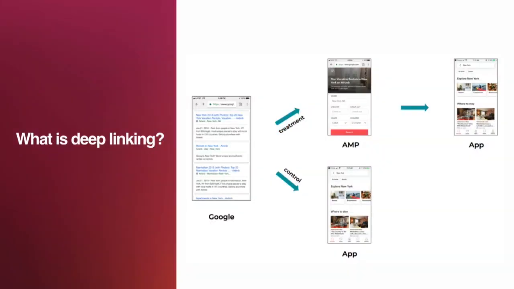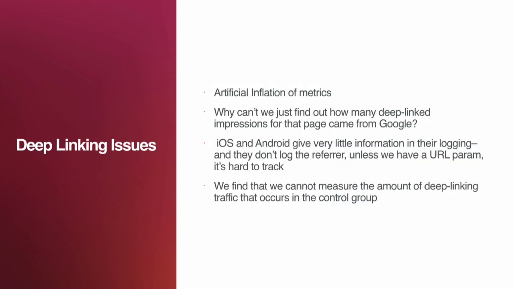Let's say we run an experiment for AMP. So in treatment, we'll have AMP, and in control, we'll have regular pages. If you go ahead and AMP up a page, the user journey goes like, you go to Google, you hit AMP, and you perform that second click, and then you get deep linked into the app. For control, you click on the result, and then you get taken straight to the app. Seems like a pretty simple experiment, right? So what's the problem here is that it actually leads to an artificial inflation in metrics.